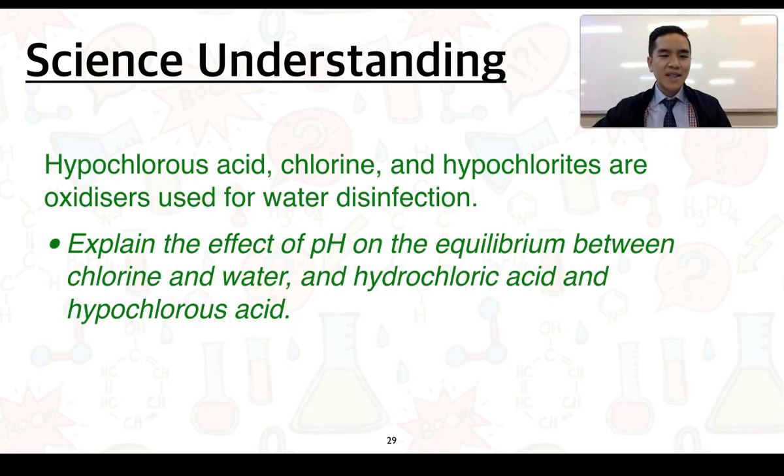This is our last science understanding. Hypochlorous acid, chlorine and hypochlorites are oxidizers used for water disinfection. Explain the effect of pH on the equilibrium between chlorine and water and hydrochloric acid and hypochlorous acid.